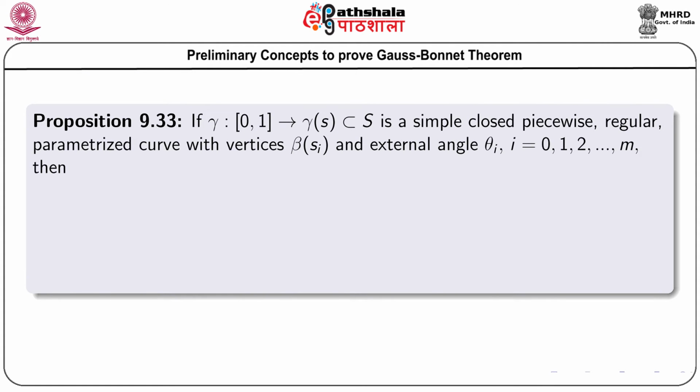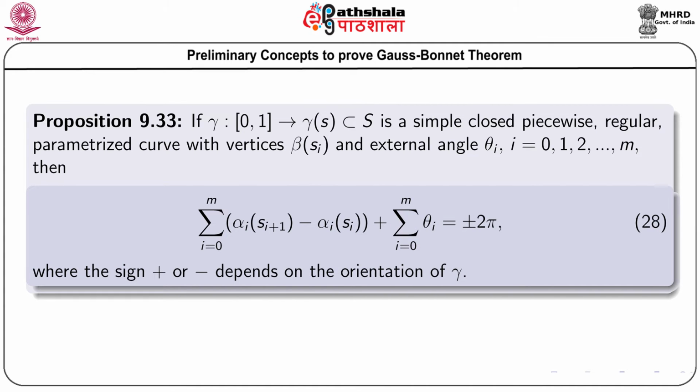Now, the statement of the next proposition is this one: if gamma is a mapping from 0 to 1 to gamma s, that means it is a curve, a simple closed piecewise regular parametrized curve with vertices beta si, that means for each arc the vertices are beta, beta Si, and the external angles are theta I, where I is from 0 to m.